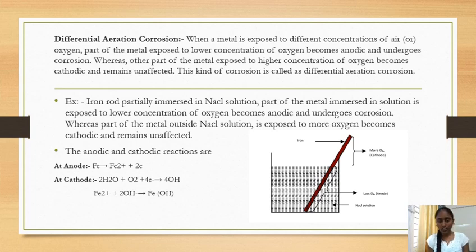In the figure, you can see that the rod is immersed in the solution, where less oxygen is there. It is the anodic part, which got corroded more, and the upper part is less corroded because it is not in contact with more moisture. The reactions take place such that at the anode iron loses 2 electrons, and at the cathode it remains the same.